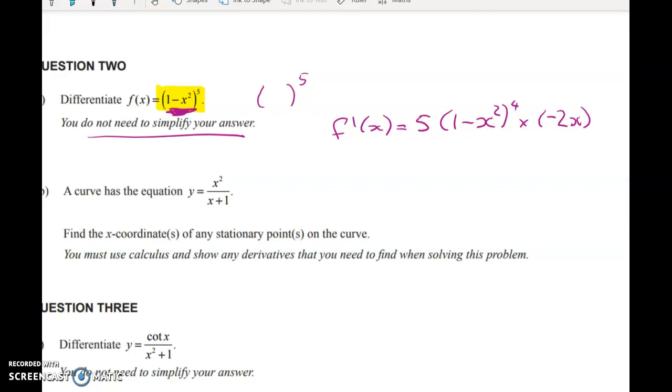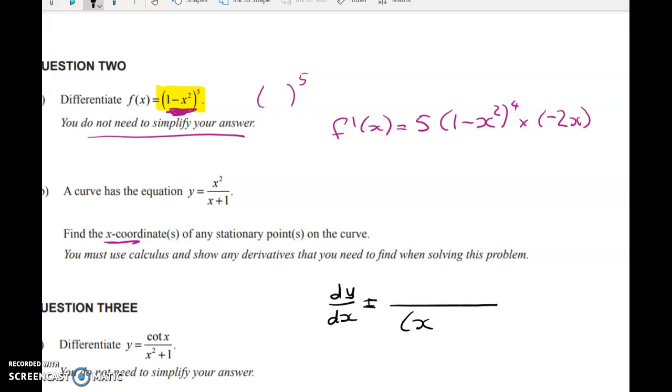In question 2b, we have to find the x-coordinates of any stationary points on the curve. So when I'm looking for stationary points, I'm looking for places where the gradient is equal to 0. And in this case, that's all I have to do. Differentiate, find the gradient, and solve where the gradient is 0. So dy by dx here we can find using the quotient rule.